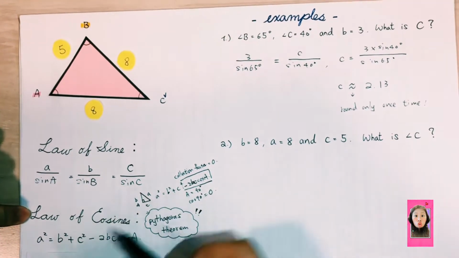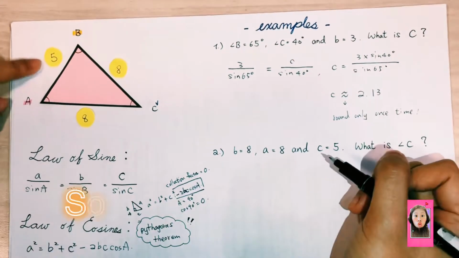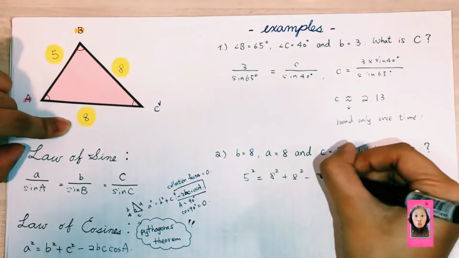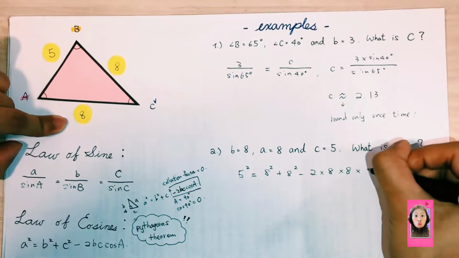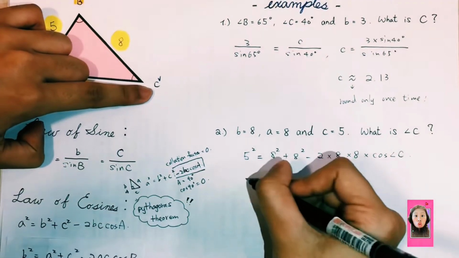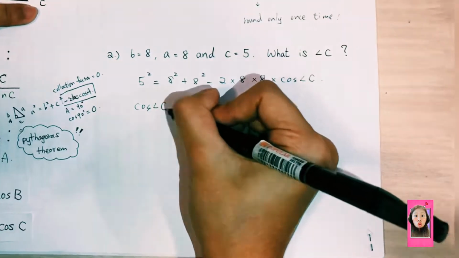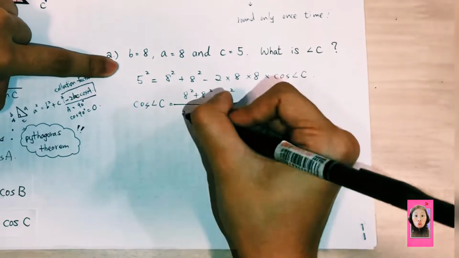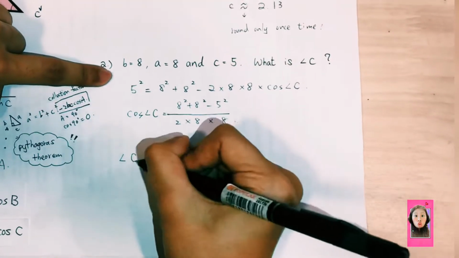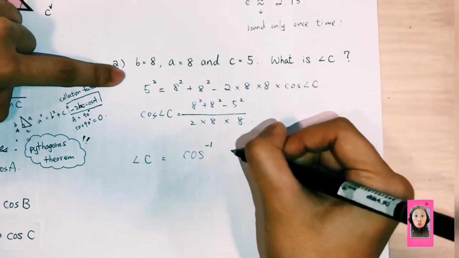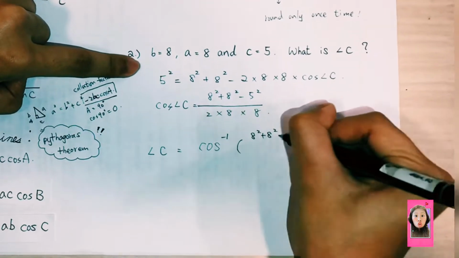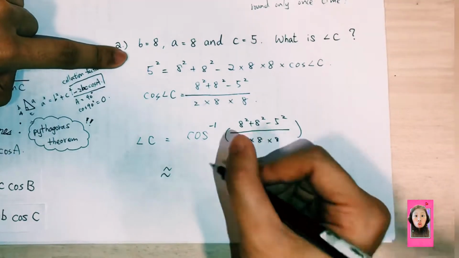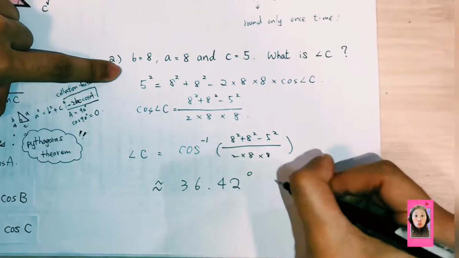Yeah, we should use the law of cosines. Here's C. You can write 5 squared equals 8 squared plus 8 squared minus 2 times 8 times 8 times cosine angle C. So cosine angle C equals 8 squared plus 8 squared minus 5 squared over 2 times 8 times 8. That means angle C equals cosine inverse of (8 squared plus 8 squared minus 5 squared) over (2 times 8 times 8). Since we only round the degree once, it's about 36.42 degrees.